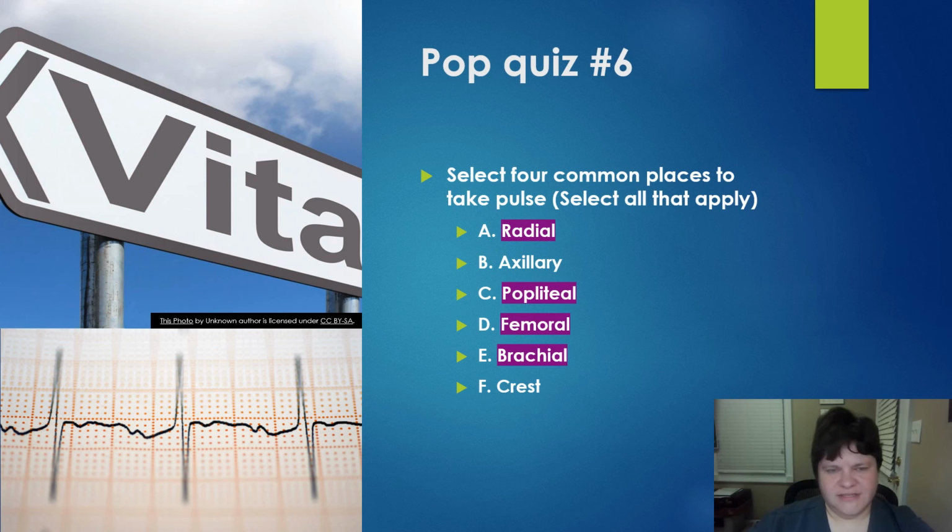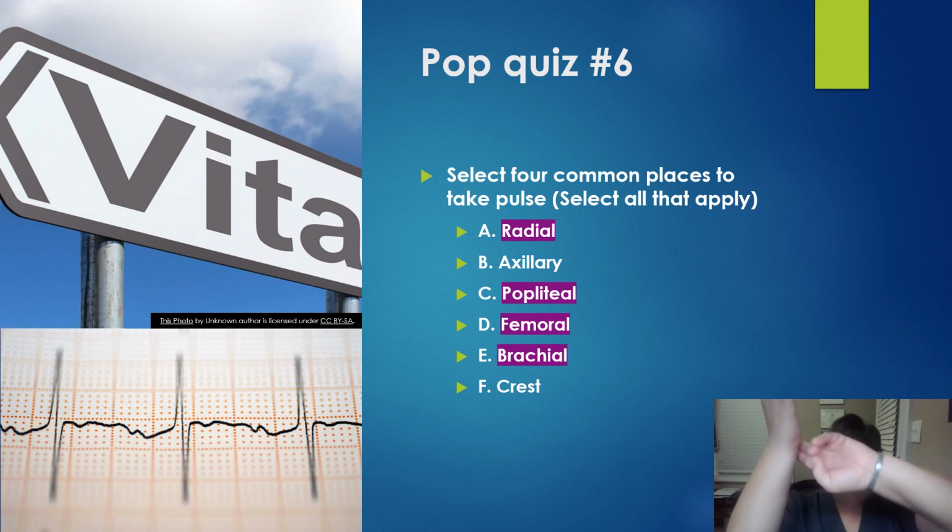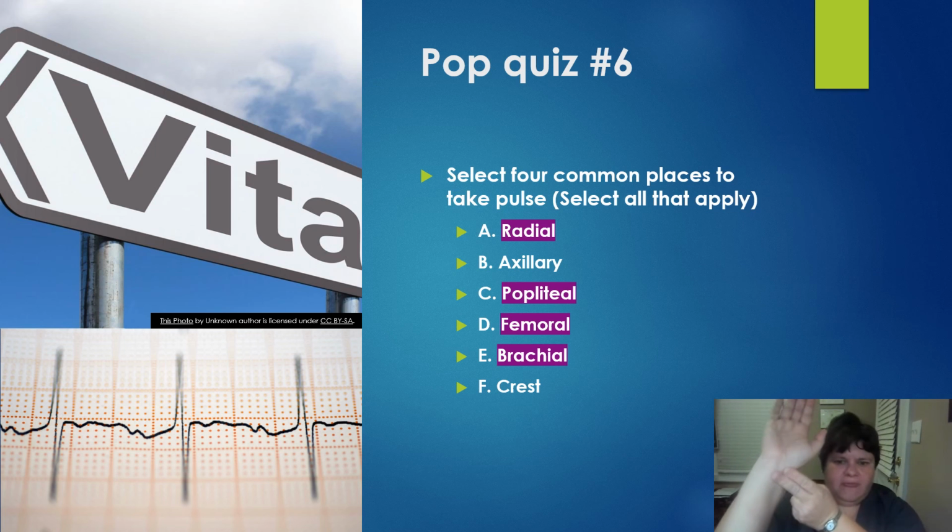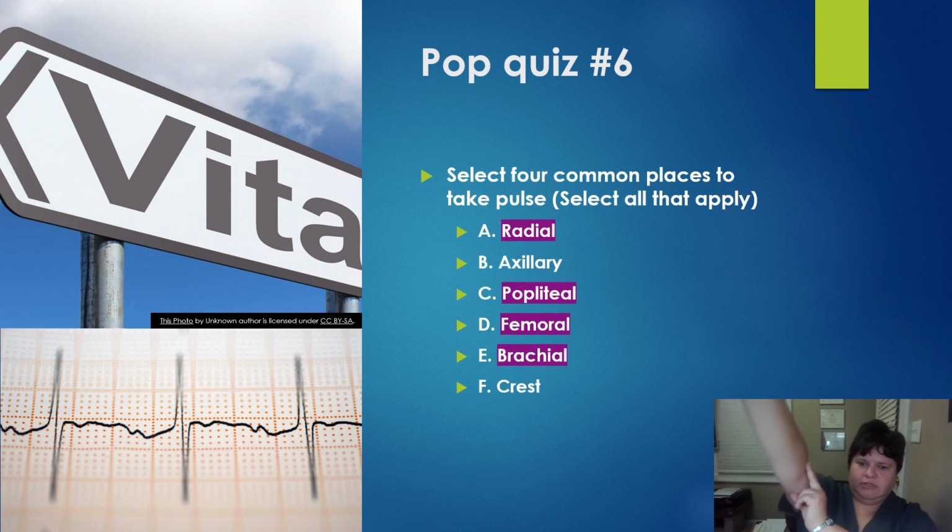Question number 6. Select 4 common places to take a pulse. That includes the radial, which is by the wrist here. It includes the popliteal behind the knee, the femoral, which is in the groin, and the brachial, which is here where you would take your blood pressure.